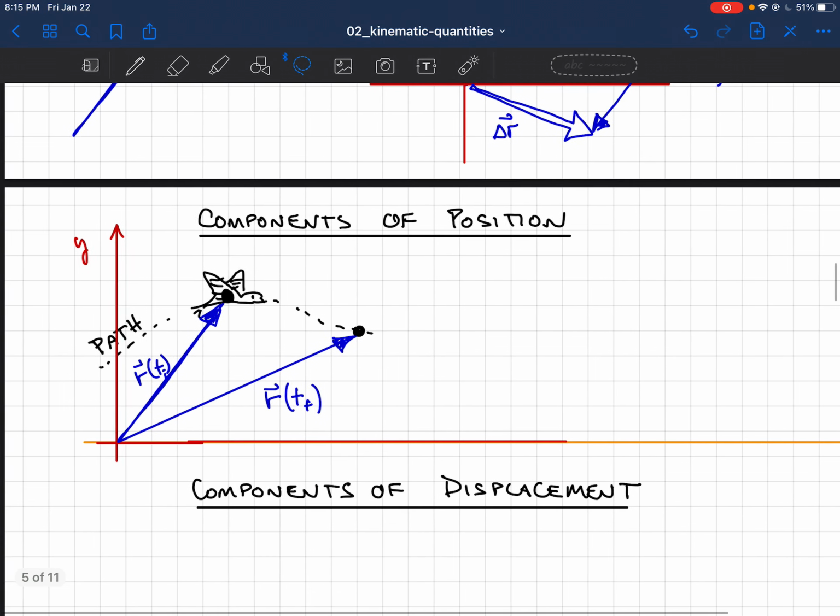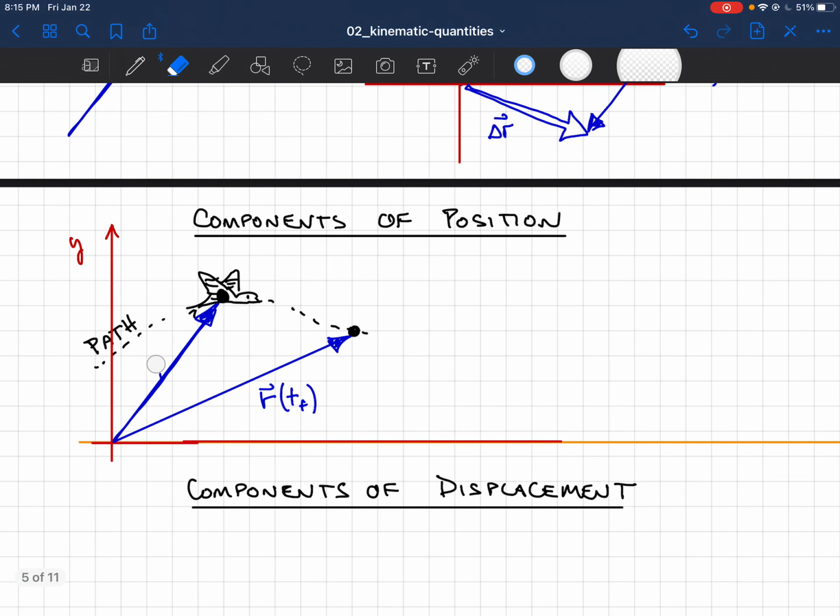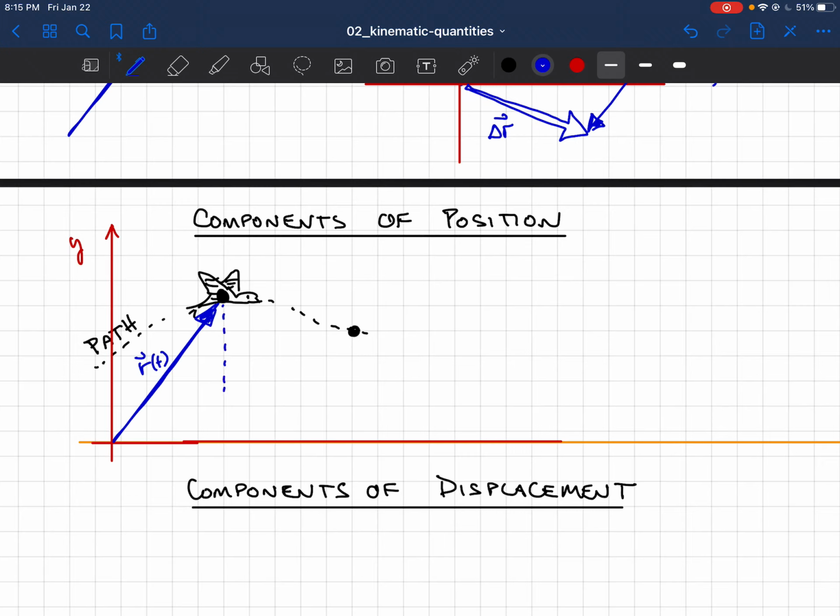So here's our bird, and here are our two position vectors. Let's just look at one of them. So this is r of t. And the position has two components. It has the x value, that's r sub x, or we could just call it x, and it has the y value. That's y there.